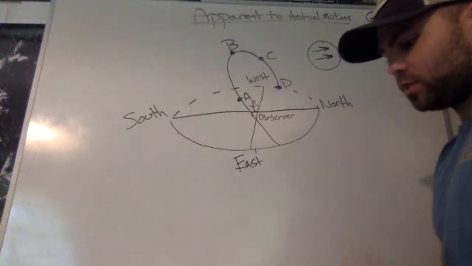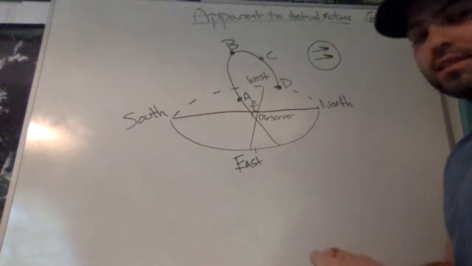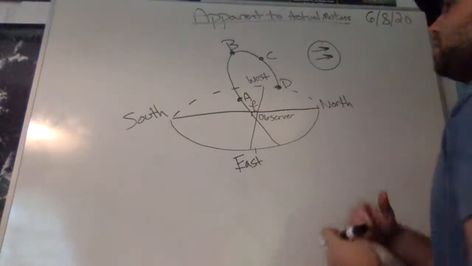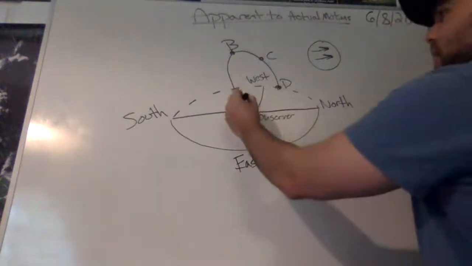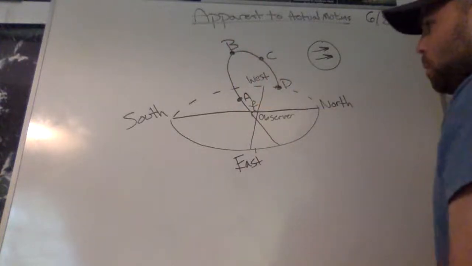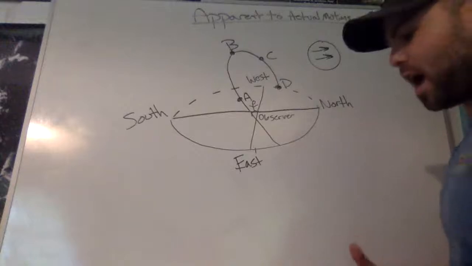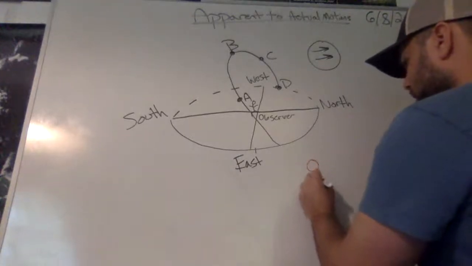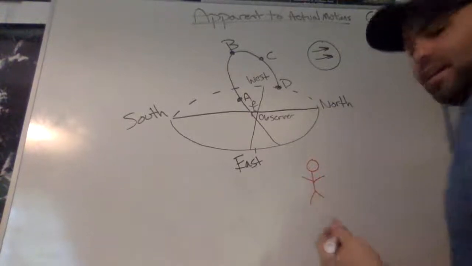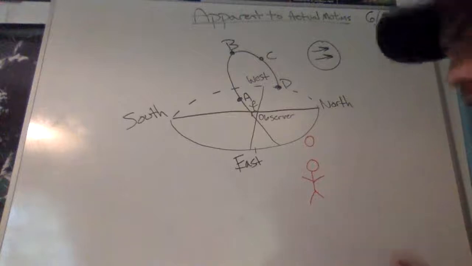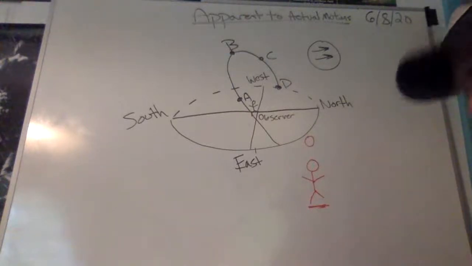Now, number two: the observer has the longest shadow when the sun is in which position? When we're looking at the sun, it gives us four different positions, A, B, C, and D, and we have to see which one is going to give us the longest shadow. Let's say you're right here and the sun is directly overhead. Your shadow is going to be straight down, so you're going to have a very small shadow.